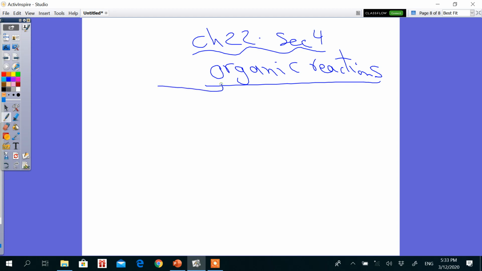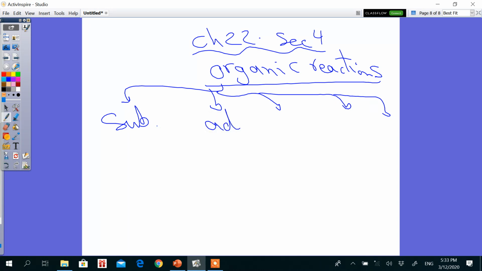So my organic reactions, I have many examples, like substitution, like number 2, addition reactions. Number 3, condensation reactions, and we have elimination reaction. We have also polymerization reaction, or formation of polymers. All these are types of my organic reactions.